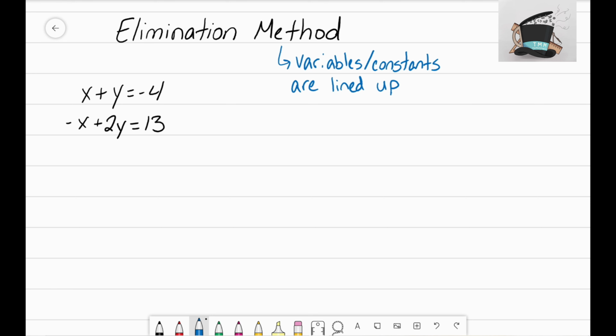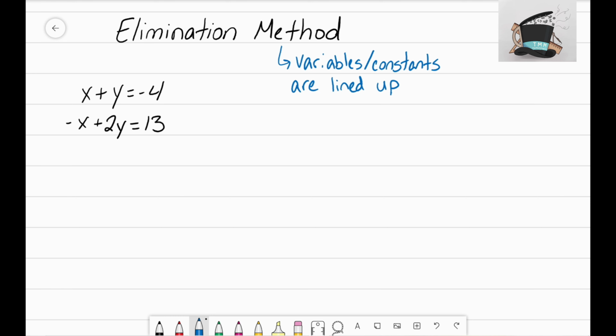Alright, let's get into solving this system by using elimination method. Here's how elimination method works. We have our two equations, x plus y equals -4, and negative x plus 2y equals 13. The goal of elimination method is to eliminate a variable. That's the whole point of this. So if we try to do elimination method and we don't eliminate a variable, then we've done something wrong.